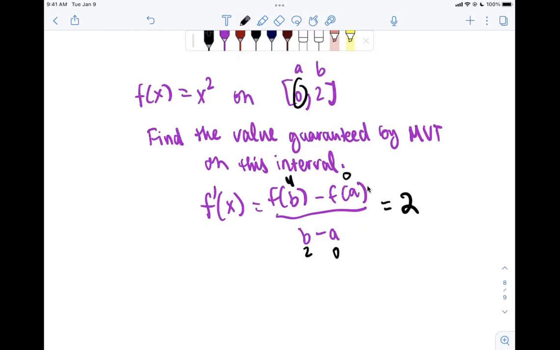Now, what is the derivative? We can just take the derivative of x squared. So f prime of x equals 2x, and we want 2x equal to 2, so x equals 1. And we can double check that x equals 1 is in this interval. So this is the value we're looking for.